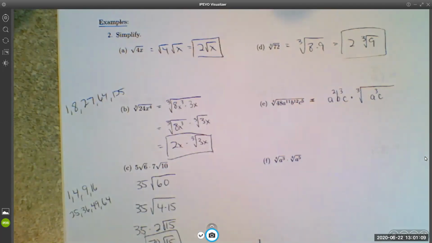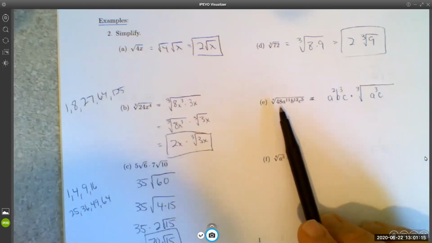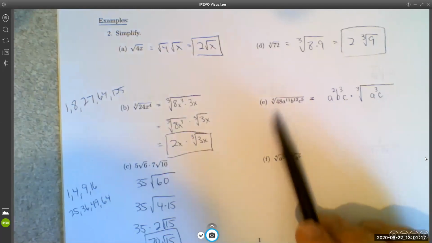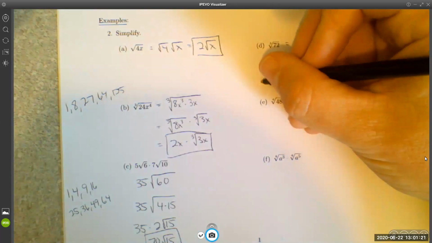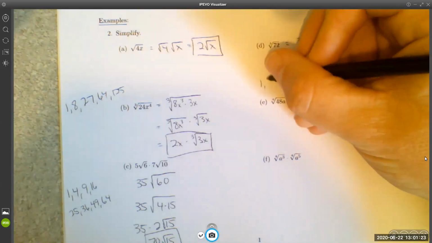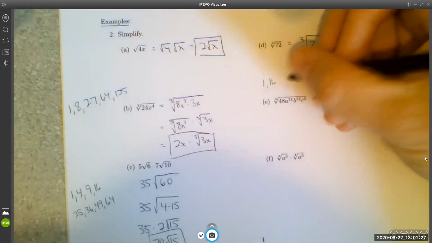What about that 48, though? I have to think of the largest perfect fourth that goes into 48. So let's make a list of perfect fourths, right? 1 to the fourth is 1. 2 to the fourth is 16. 16 goes into 48. Let's see if there's a bigger one.